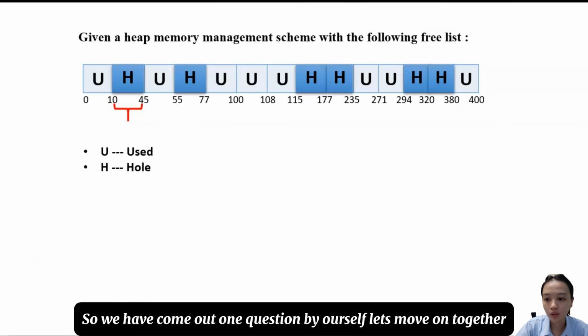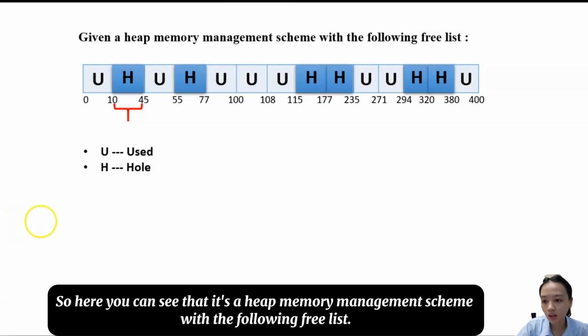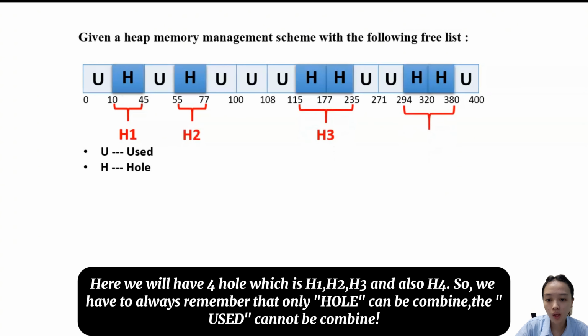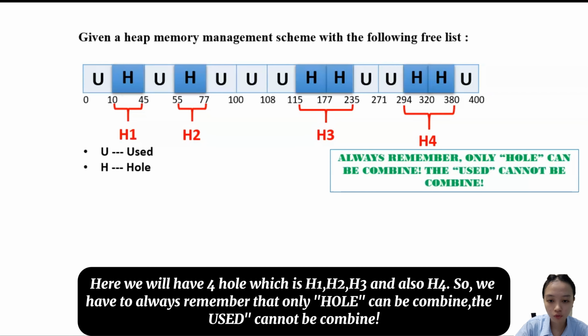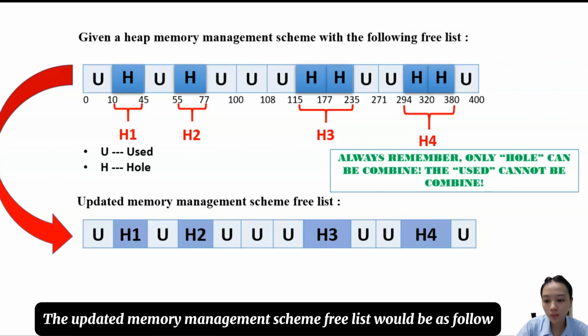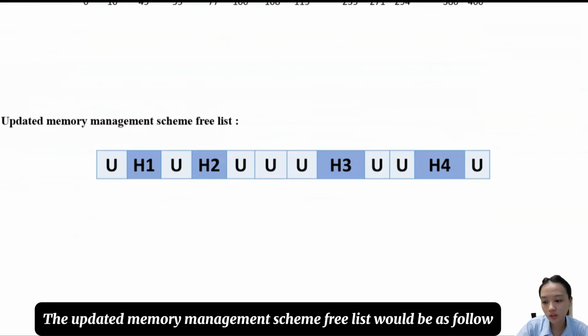Let's move on together. So here you can see that it's a heap memory management scheme with the following three lists. The U stands for use and the H stands for hole. So actually we can combine two holes into one hole. So here we would have four holes, which are H1, H2, H3 and also H4. So we have to always remember that only holes can be combined. The use cannot be combined. So the updated memory management scheme free list will be as follows.